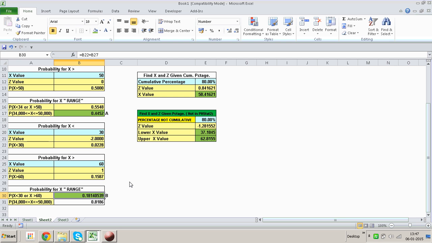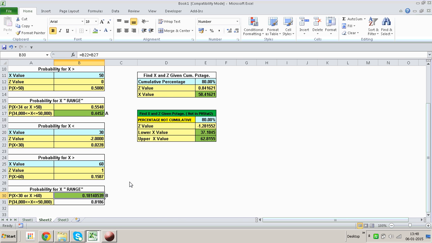0.1814. So that is the probability, and not necessarily the value in miles or kilometers, but the probability that so many vehicles would end up traveling that particular distance. Okay, now let's look at another thing.